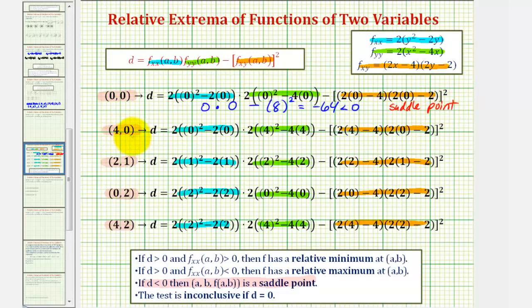At the point 4 comma 0, notice how this would be 0 times, this would be 16 minus 16, so that's also 0, minus, here we would have 8 minus 4, that's 4, times negative 2, that's going to be negative 8 squared, which is still negative 64, which is less than 0. So at the point 4, 0, we have another saddle point.